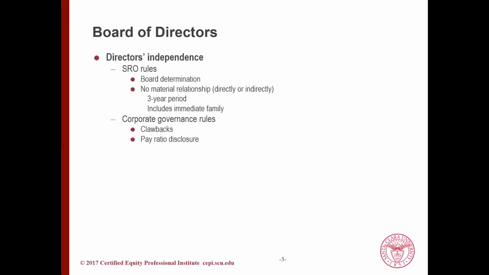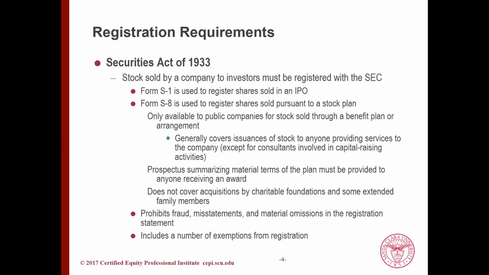There are two securities acts that we are under in stock admin mostly. So one, under the Securities Act of 1933, this covers the shares of stock sold by the company to investors, so that it must be registered with the SEC. The S1 is what a company uses to register their shares for an IPO. S8 is used to register shares for a stock plan. This also prohibits fraud, misstatements, and material omissions in the registration statement, but also includes a number of exemptions from registration.